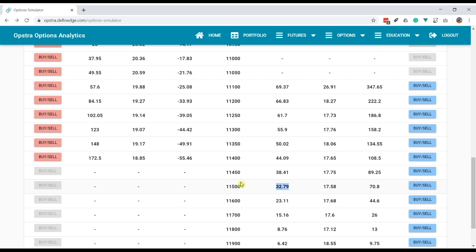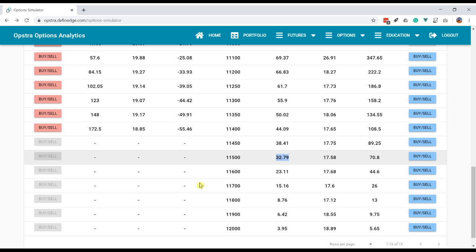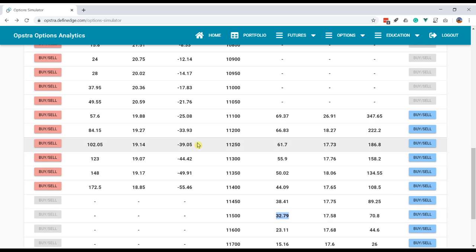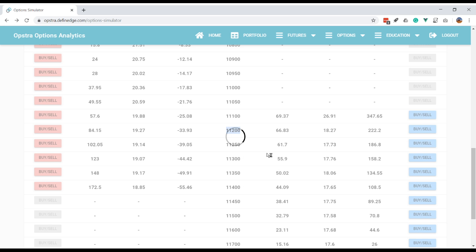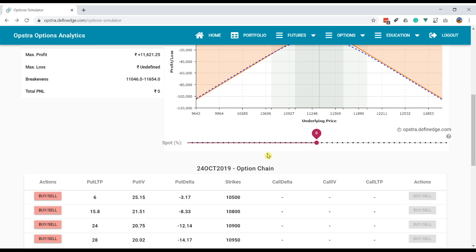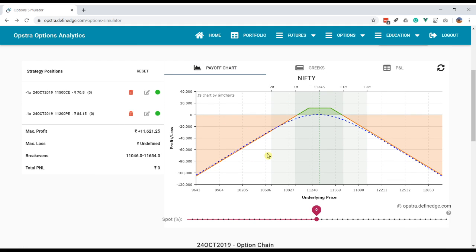And after shorting the 11,500 call, we will also short a 30 delta put option. In this case it will be 11,200. So we place this 11,200 put option. We sold one out of the money call option and one out of the money put option.